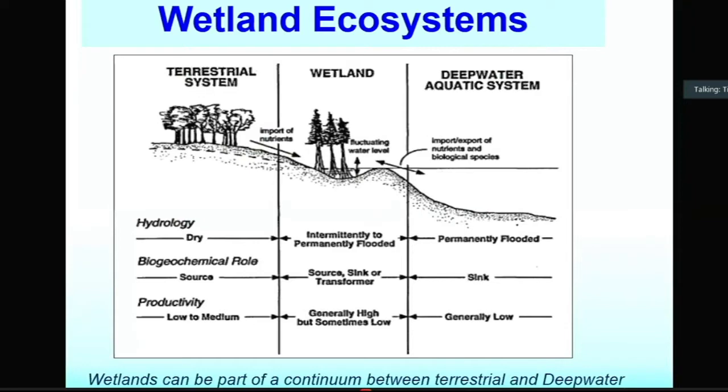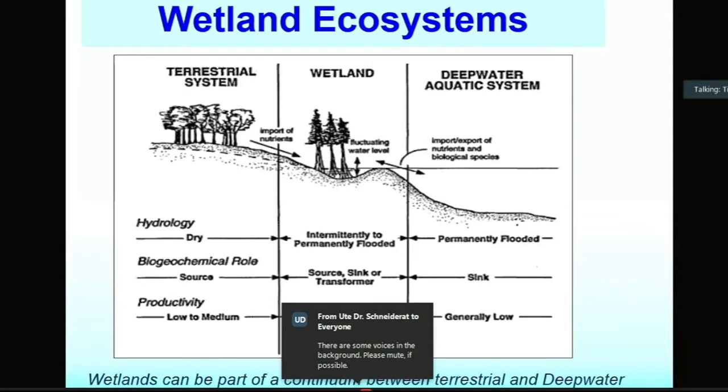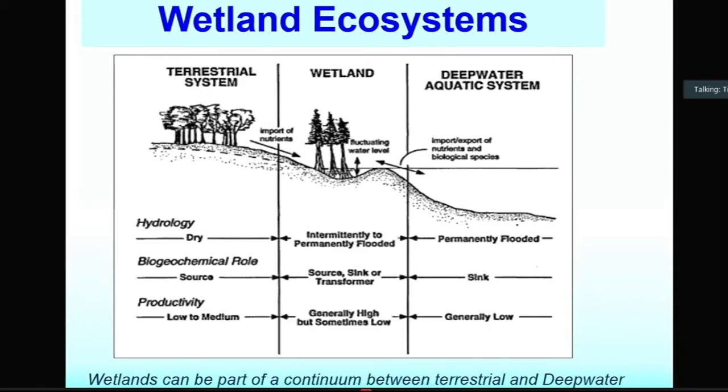So graphically, we would like to see the wetland ecosystem in 3 main components. The first one is the terrestrial system, the second one is the wetland system, and the third one is the deep water aquatic system. Under the terrestrial system, we could see the hydrology part, which is usually dry, and on the wetland system, which is intermittently to permanently flooded, and on the deep water system, it is going to be permanently flooded. And then the second category, we could see that on the terrestrial system, we see the biogeochemical role, which is only the source. And on the wetland system, the source, sink, or transformer will be integrated. But when it comes to the deep water aquatic system, it's going to be only a sink.